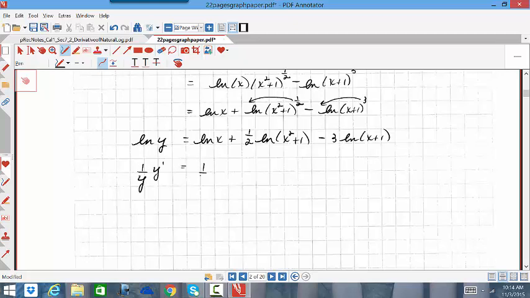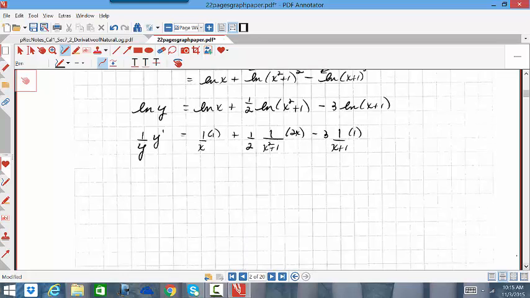The derivative of the natural log of x is 1 over x times the derivative of x. This would be 1/2, the derivative of the natural log of x squared plus 1 is 1 over x squared plus 1 times the derivative of x squared plus 1, which is 2x, minus 3 times the derivative of the natural log of x plus 1 is 1 over x plus 1, and the derivative of x plus 1 is 1. So we have a mess, but it's actually a pretty easy algebraic expression. So this is 1 over x plus 1 over, what, 2x squared plus 2 minus 3 over x plus 1.